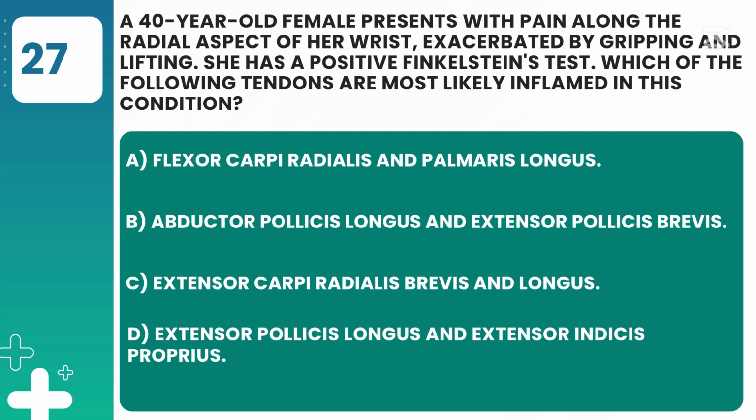Question 27. A 40-year-old female presents with pain along the radial aspect of her wrist, exacerbated by gripping and lifting. She has a positive Finkelstein's test. Which of the following tendons are most likely inflamed in this condition? A. Flexor carpi radialis and palmaris longus. B. Abductor pollicis longus and extensor pollicis brevis. C. Extensor carpi radialis brevis and longus. D. Extensor pollicis longus and extensor indicis proprius.